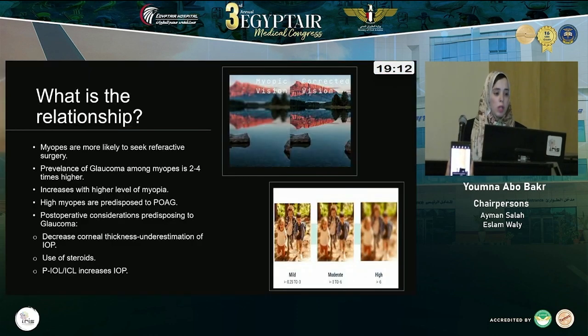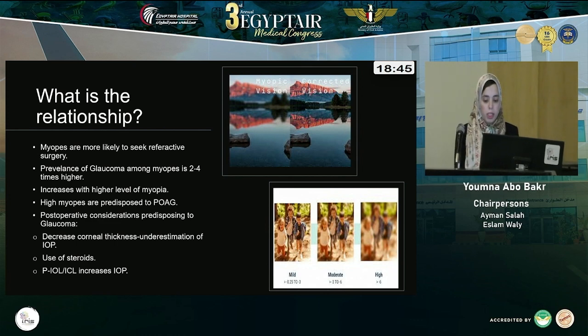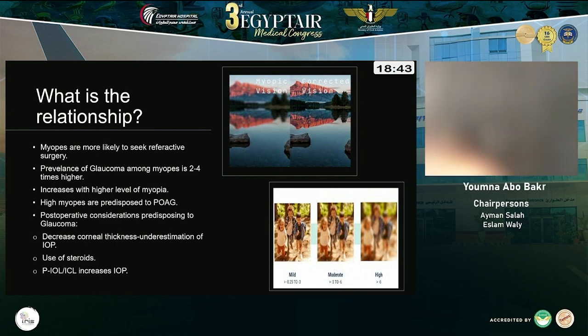Myopes are more likely to seek refractive surgery. Prevalence of glaucoma among myopes is 2 to 4 times higher. It increases with higher levels of myopia. High myopes are predisposed to primary open-angle glaucoma. Postoperative considerations in a patient with glaucoma are decreased corneal thickness, which leads to underestimation of the IOP, use of steroids, and in phakic IOL, it sometimes increases the IOP if the patient is already predisposed or a glaucoma suspect.